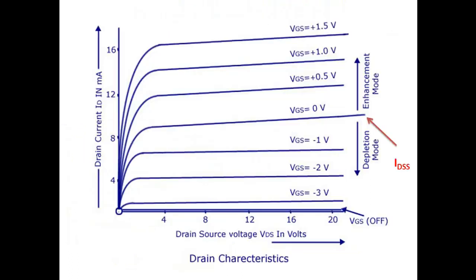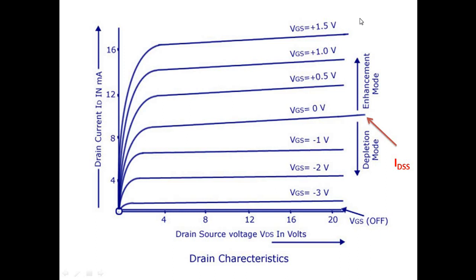Let us have a closer look at this graph. This is my IDSS. As you can see, this is my IDSS, which now is not the maximum current, and this device that we discussed can be operating in both modes. One we call enhancement mode, another one we call depletion mode.